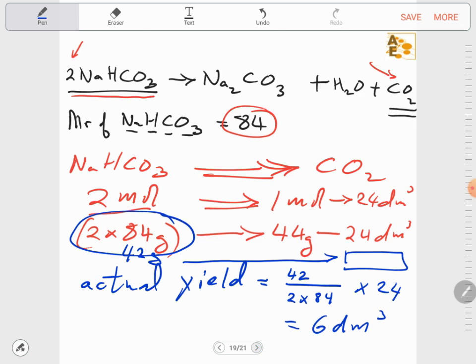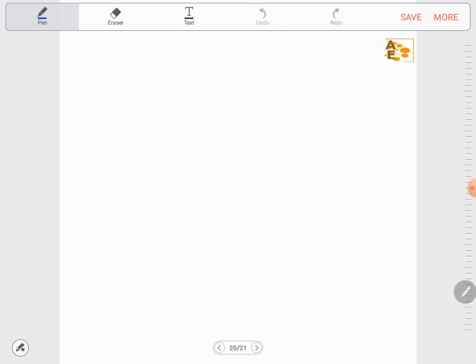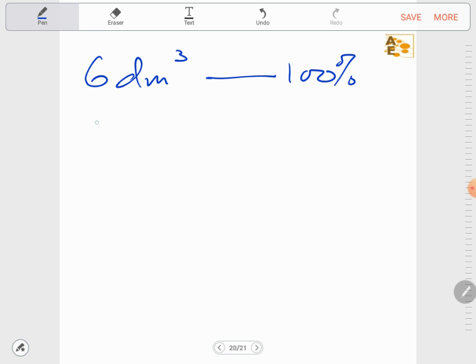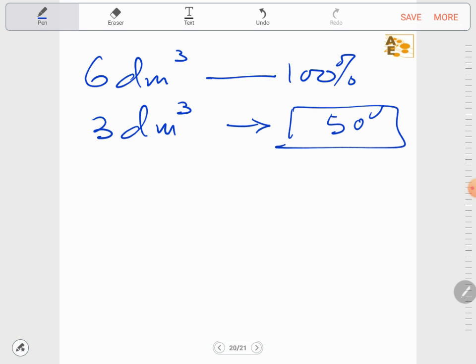Obviously, we know that the question says they produced only 3 cubic decimeter of carbon dioxide gas. Therefore, the 6 cubic decimeter is the theoretical yield, which will always be 100%, and they only yielded 3 cubic decimeter. So obviously it's 50%. Not much of a calculation to do. Therefore, the percentage yield will be equal to 50%.